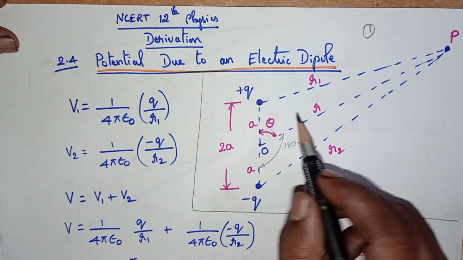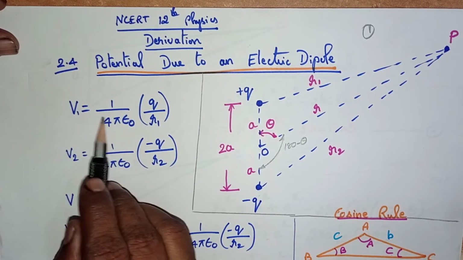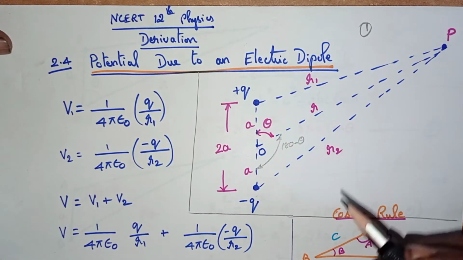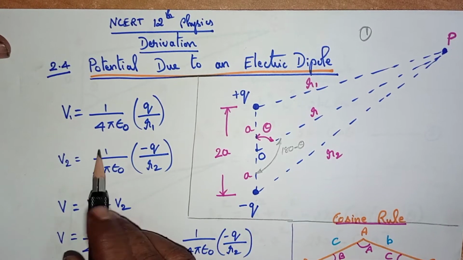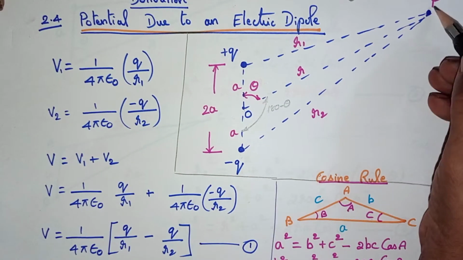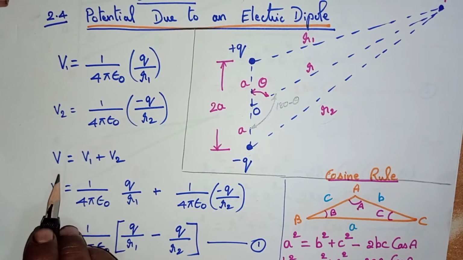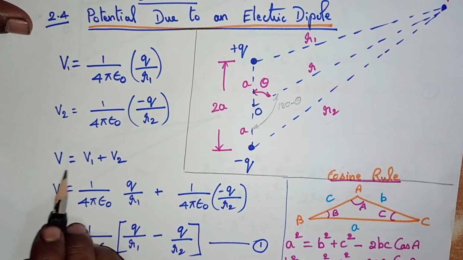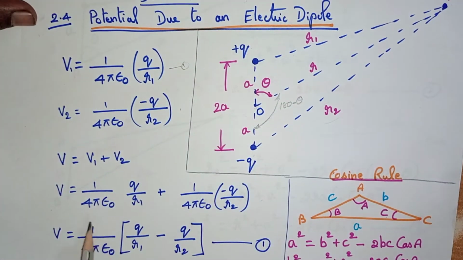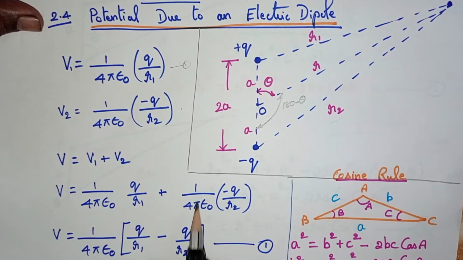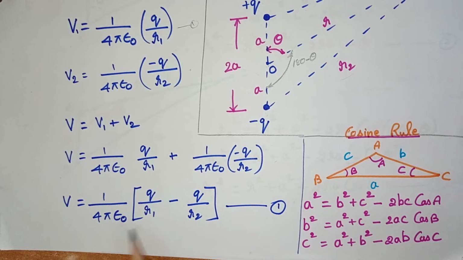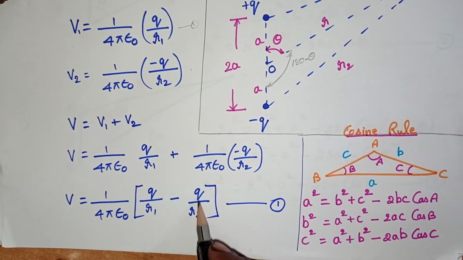So the potential due to plus q, we know the formula: 1 by 4 pi epsilon naught q by the distance. Here the distance is r1. The potential due to minus q is 1 by 4 pi epsilon naught minus q by r2. Now the total potential V is equal to V1 plus V2, so we add these terms: 1 by 4 pi epsilon naught q by r1 plus 1 by 4 pi epsilon naught minus q by r2. 1 by 4 pi epsilon naught is the common term. So V is equal to q by r1 minus q by r2.